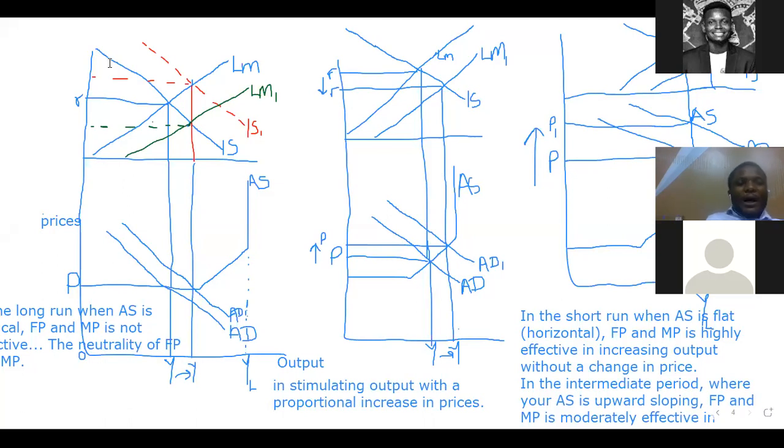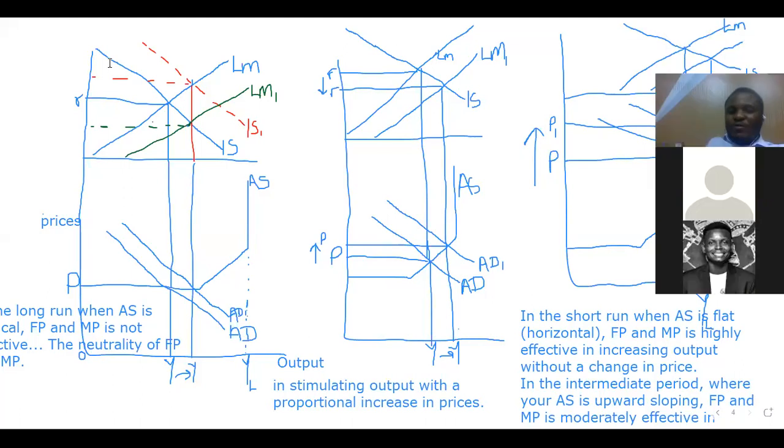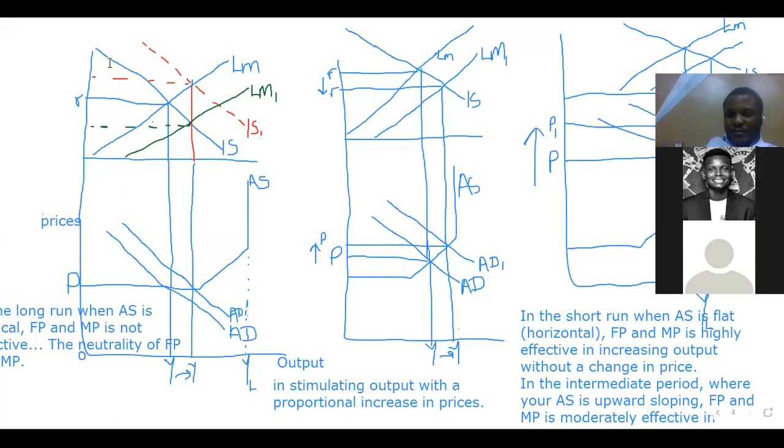Putting them in a proper perspective is just the perspective of the classicalists. When we say a policy is ineffective, remember the objective of monetary or fiscal policy is output growth. The objective of government policy, whether exchange rate policy, trade policy, or whatever policy, is to ensure output growth. Whenever a policy does not achieve that purpose, we say that policy is ineffective.